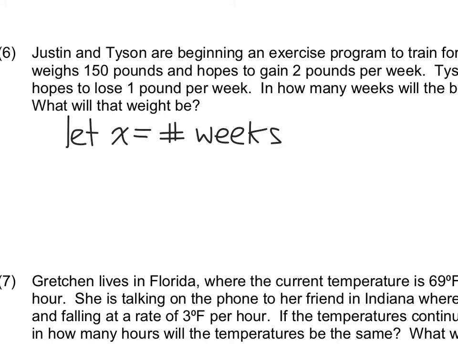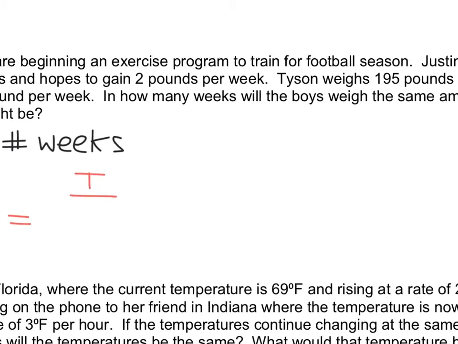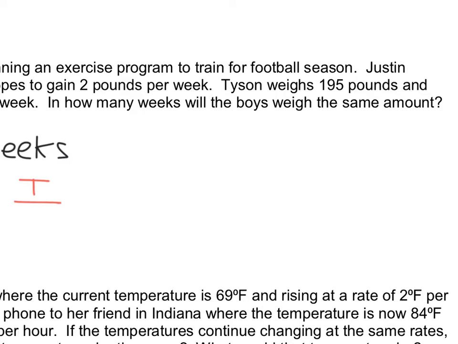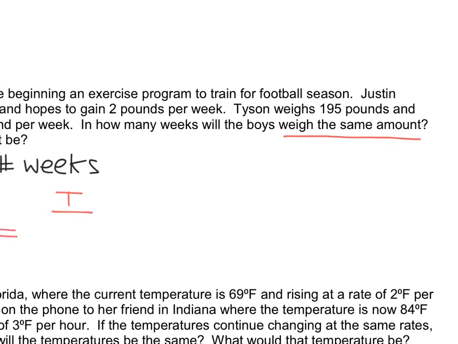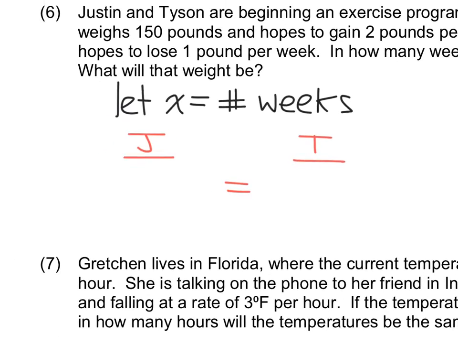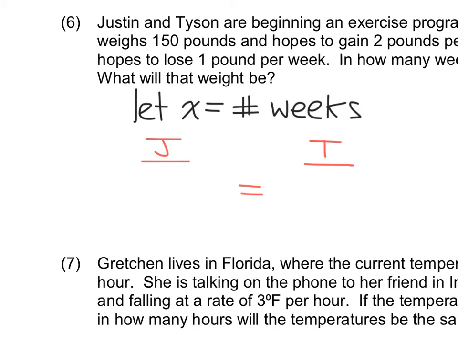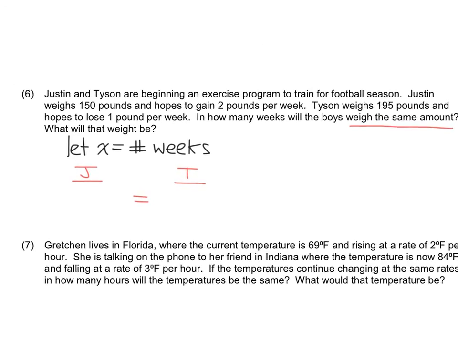All right, so we have our two individuals, Justin and Tyson, and their expressions need to be equal, because they said, in how many weeks will the boys weigh the same amount? There's a fixed amount and a variable quantity in each scenario for each person: what we're starting with and what we're gaining per week. So what would be the expression for J? 150 plus 2x.